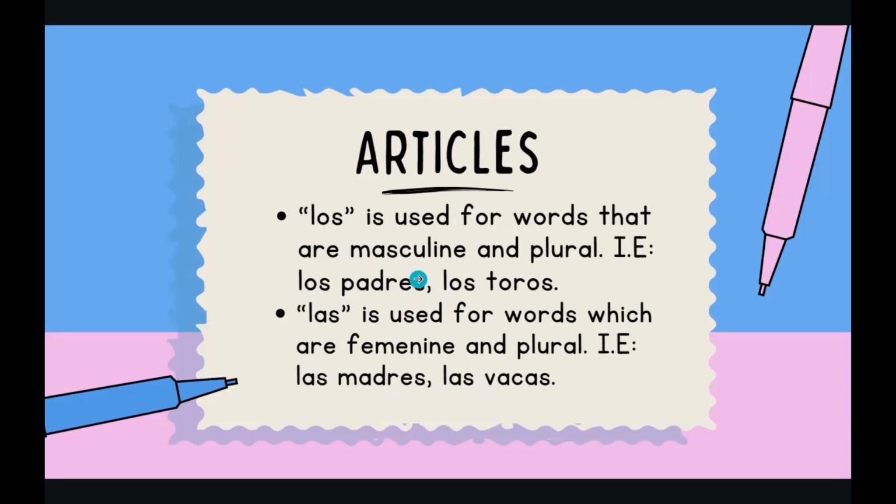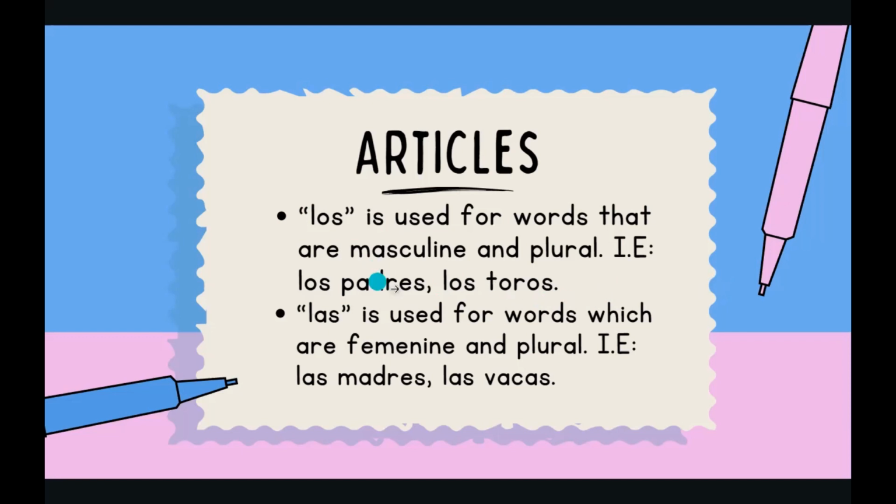Now, we also have los, which is used for words that are masculine and plural. For instance, los padres and los toros. In this case, we have los padres, okay, and los toros. As you can see, we have added an extra S at the end of padre and an extra S at the end of toro. Just like in English, in order to make a word plural in Spanish, we often add an S, or an E if the word finishes in a consonant, or es if the word finishes in a consonant.